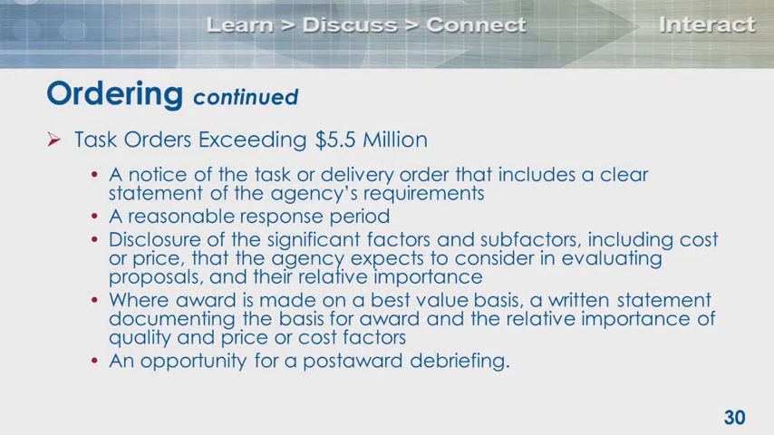Just a reminder here, for task orders exceeding $5 million, you want to have a clear statement of your agency requirement and a reasonable response period. Typically, it's 30 days, okay? You want to identify the evaluation factors, and the award is made on a best value basis. And then provide an opportunity for post-award debriefing.